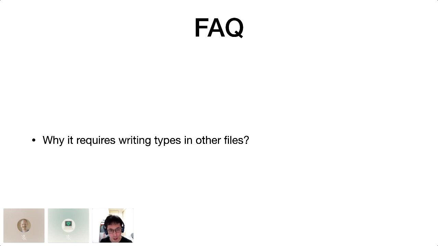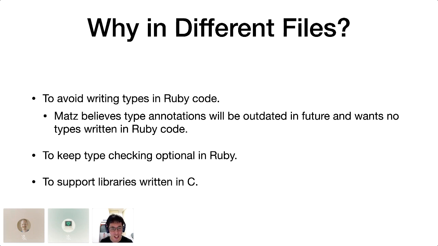There are several reasons. The first one is to avoid writing types in Ruby code. This is a request from Matz, because he believes that type annotations will be outdated in the future. He says that in some keynotes several times. And then he wants no types written in Ruby code. I'm not very sure if that could happen, but I think that is not too bad, because it will help to keep the feeling that type checking in Ruby is optional. We know that not all of the Ruby developers are interested in type checking, so we don't want to discourage using Ruby as an untyped or dynamically typed language. So yeah, it's optional in Ruby.